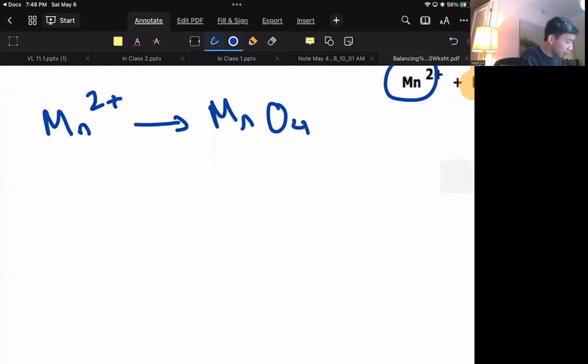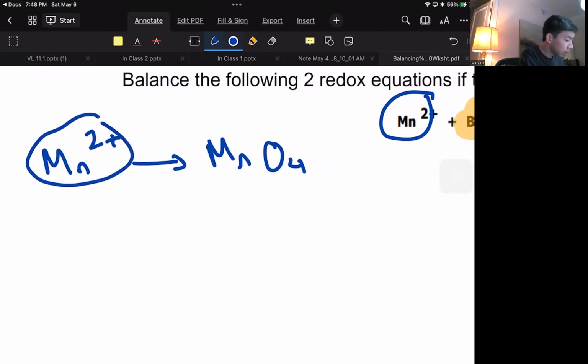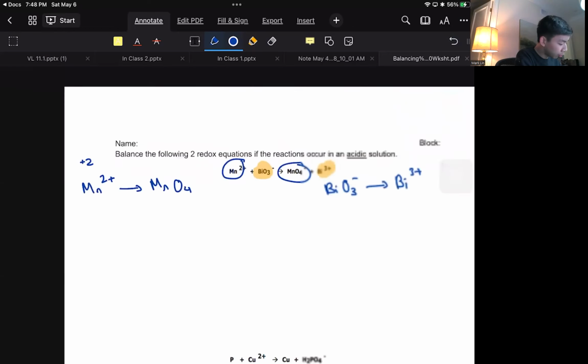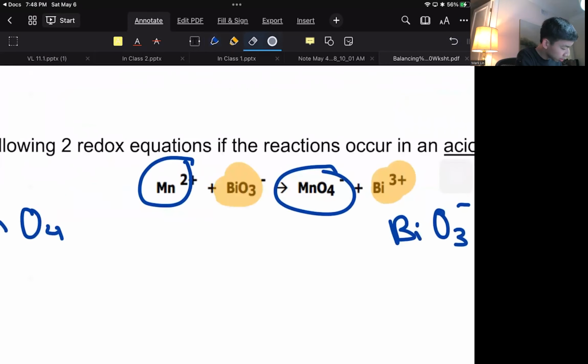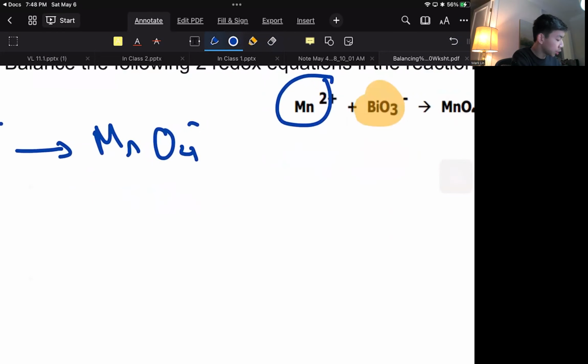Okay, Mn2+ to MnO4. First things first, you want to find out the oxidation numbers. So this Mn2+, since it's an ion, the oxidation number will be +2. And MnO4 minus, okay, let's work this one out real quick.